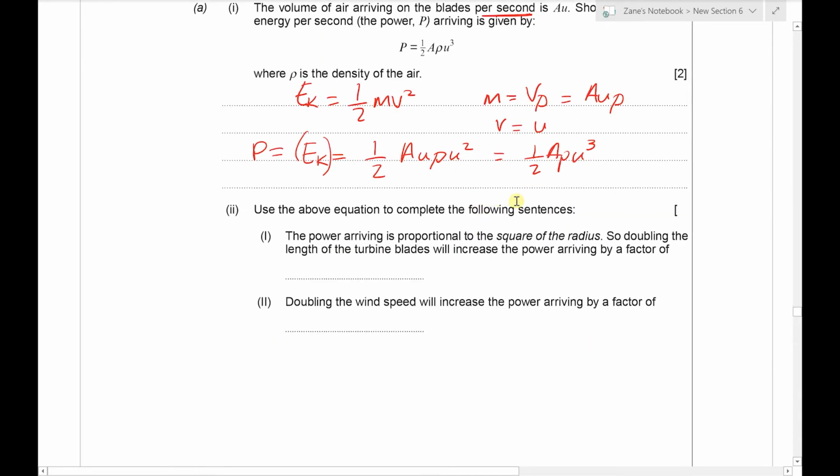The next part of the question is a proportionality question, and it tells us that the power arriving is proportional to the square of the radius, because the area depends on pi r squared. So doubling the length of the turbine blades will increase the power arriving by a factor of 2 squared, which is simply 4. So doubling the radius will give us 4 times the power. Doubling the wind speed, well, if we look at the equation that we've got up here, the power is proportional to the speed cubed. So if we double the wind speed, we're going to get 2 cubed, or 8 times the power from this wind turbine.